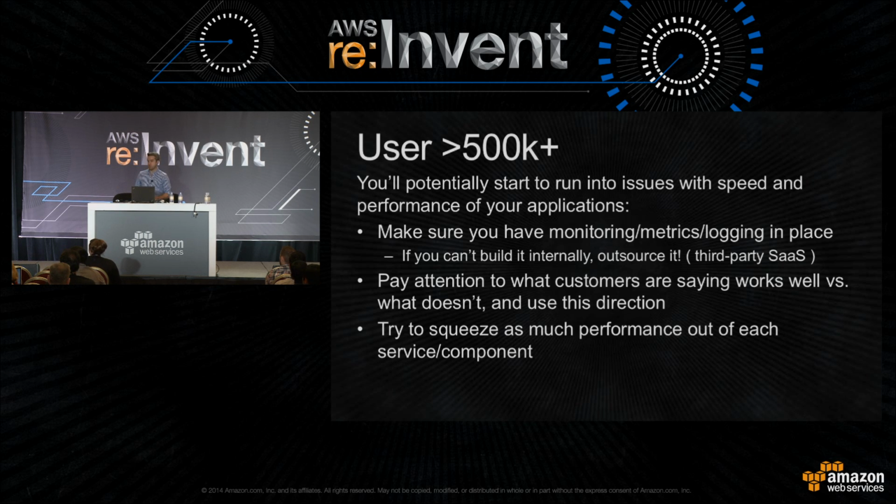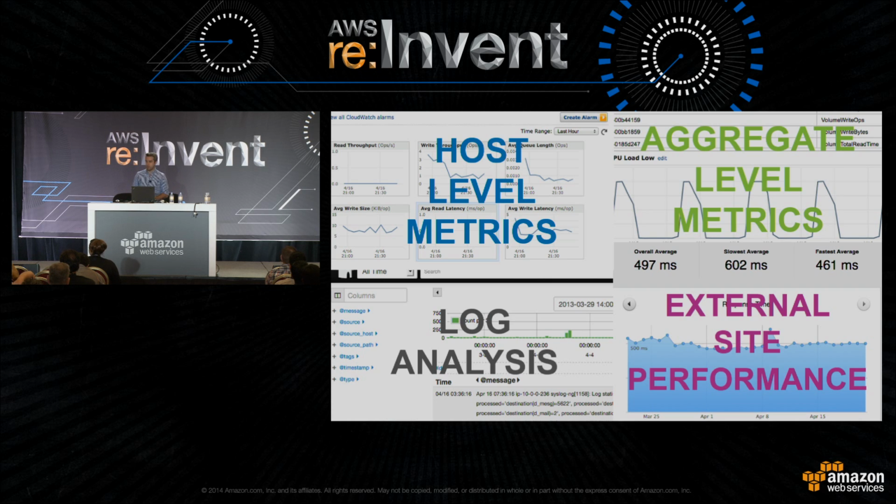And then lastly, you can work to try to squeeze as much out of these different components as you can throughout your infrastructure, based on the data that you're gathering here. Essentially, there are a number of metrics that I always think are really important. We have host level metrics, aggregate level metrics of the various hosts that we might have, log analysis, and then, again, external site performance. That last one is one that I'm very surprised many companies don't pay more attention to. I find that external site performance is probably the single most important metric that you should be paying attention to, versus things like CPU utilization or memory usage.